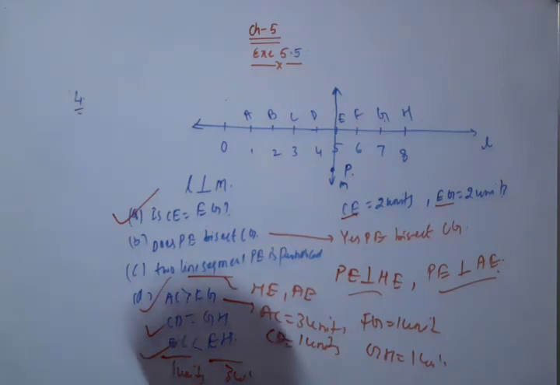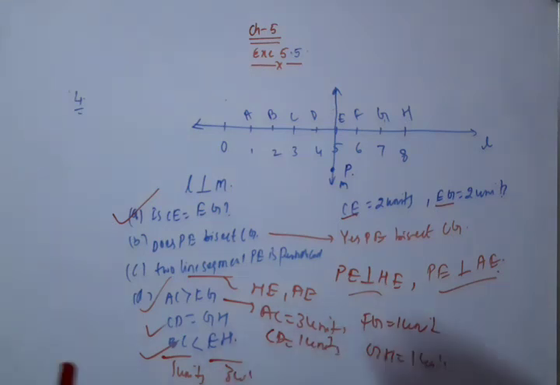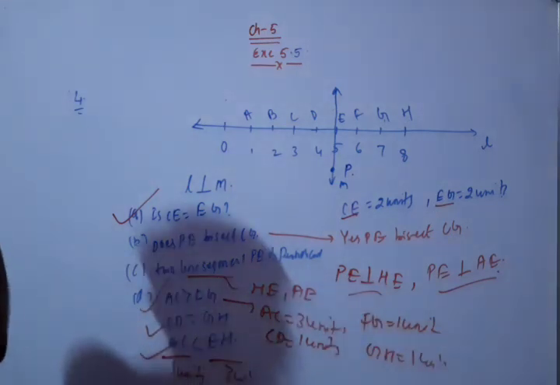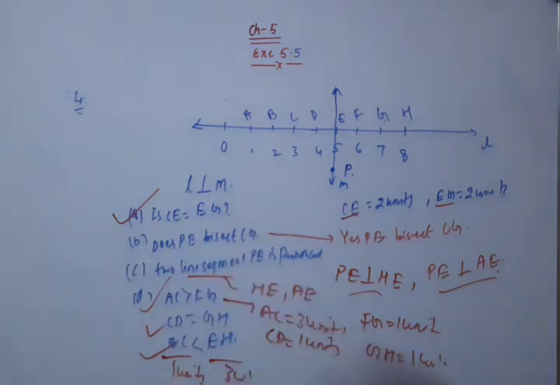So the first is true. Does PE bisect CG? Yes, PE bisects CG. The two line segments for which PE is perpendicular are HE and AE. And in D, AC is greater than FG, CD equals GH, and BC is less than EH.